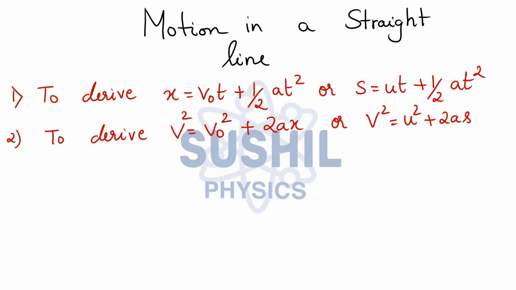The next question they can ask you is to derive v square is equal to v naught square plus 2ax, or v square is equal to u square plus 2as. And my dear students, let me tell you one more interesting thing. This will be question number 39 in your paper for sure. Mark my words. Question number 39 will be from the chapter Motion in a Straight Line. And I'm sure out of these two derivations, surely one derivation will appear in your paper.